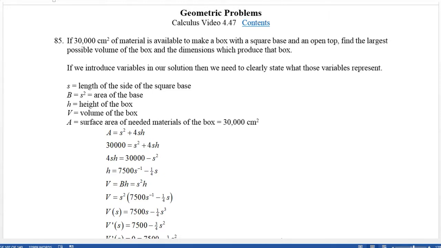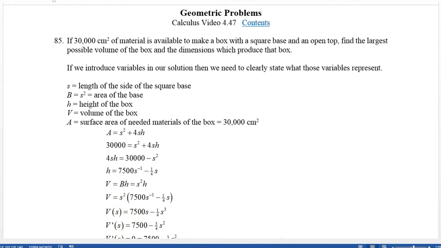We're going to continue to look at some optimization problems. The next few problems have something to do with geometric properties, and they're kind of manufacturing-type examples as well. Suppose we have 30,000 cubic centimeters of material available to make a box with a square base and an open top. Find the largest possible volume of the box and the dimensions which will produce that box.